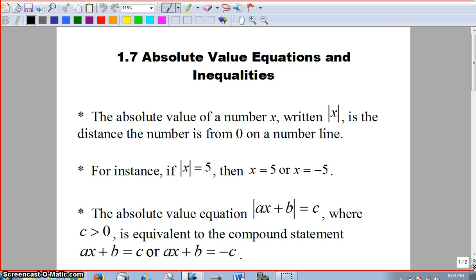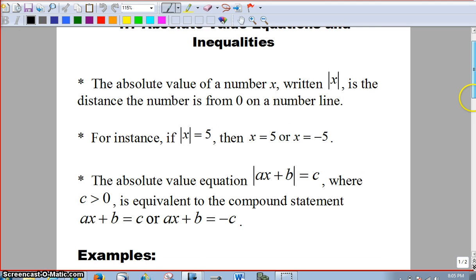A couple of nights ago you watched a screencast on solving inequalities, and in particular at the end you talked about compound inequalities, dealing with "and" and "or." So today we're going to have an extension of that, and we're going to talk about absolute value equations and inequalities. So first we're going to talk about equations.